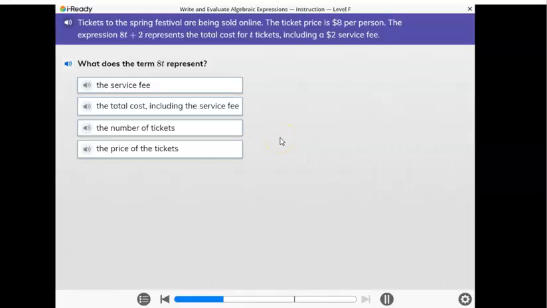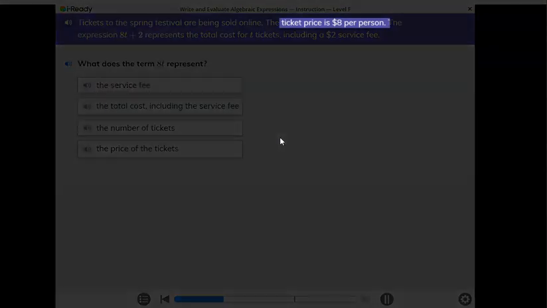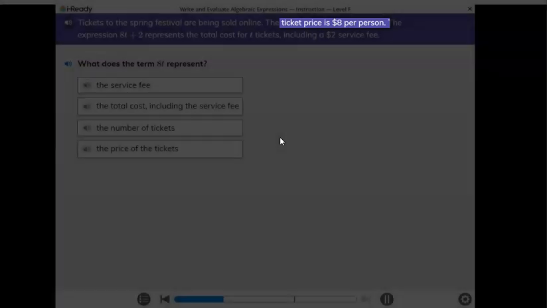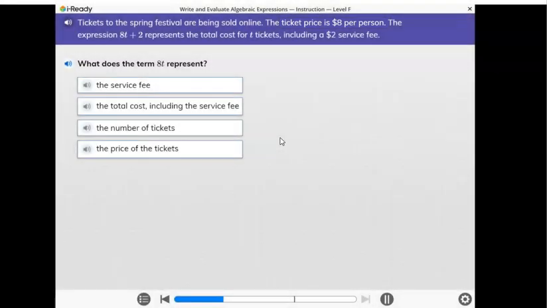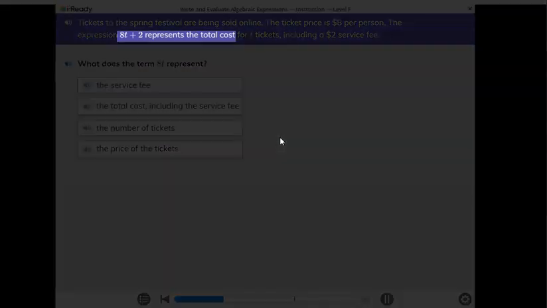Okay, we have to read the word problem. The tickets are being sold online. We want to know what the term 8T represents. So we know the ticket price is $8 per person. The expression is 8T plus 2, which represents the total cost for the tickets, including a $2 service fee.